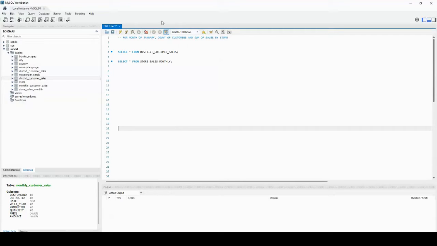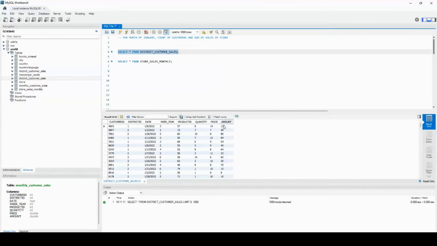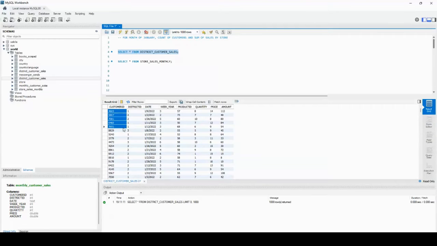So let's start with our first table called district customer sales. I'm going to run this so we can see what's in it. You can see I have my customer ID and which district they shopped in, as well as the date they shopped, and then the week of the year in which they shopped. Sometimes people like to see weeks, especially accounting. So I guess that's why that's in here.